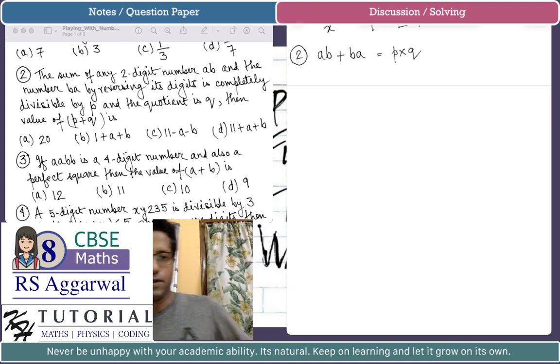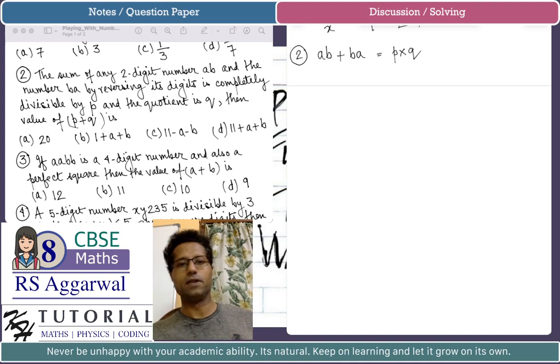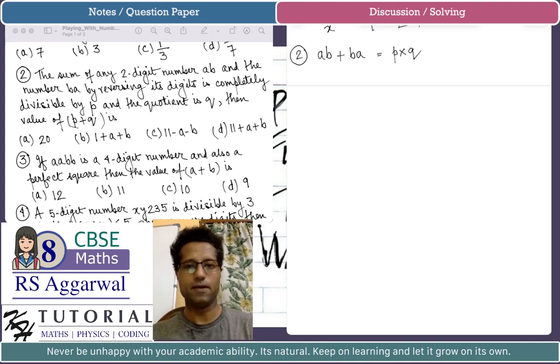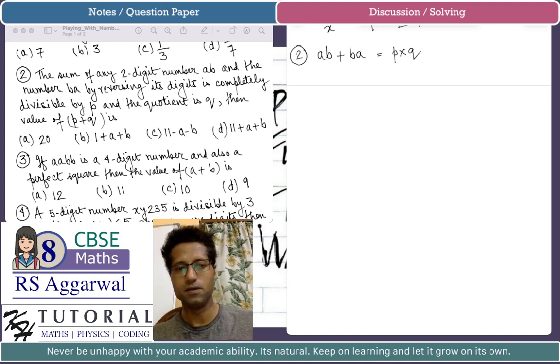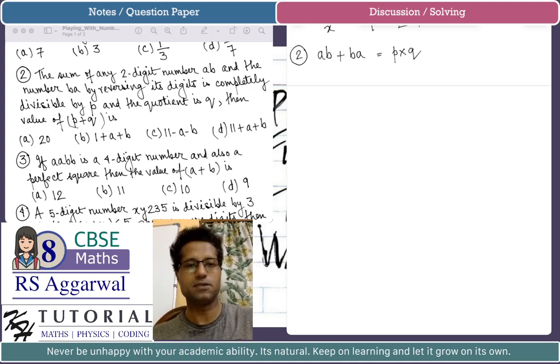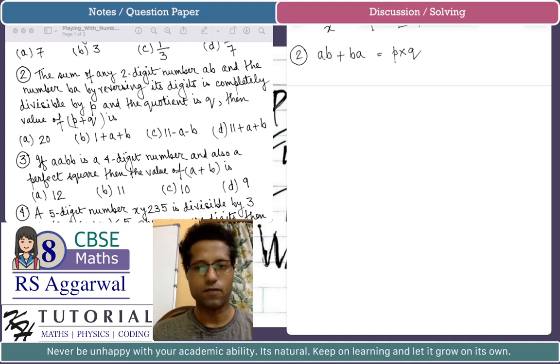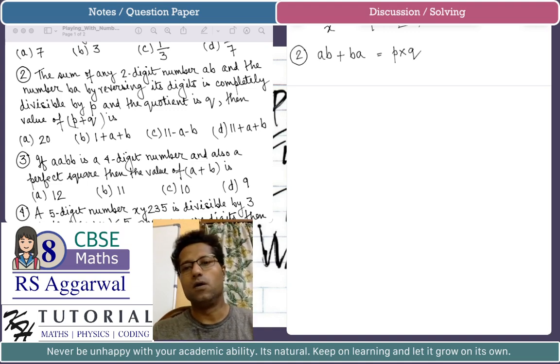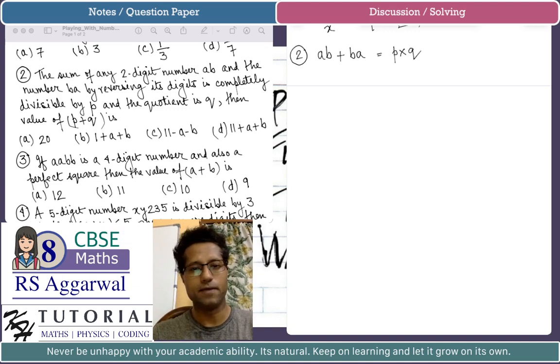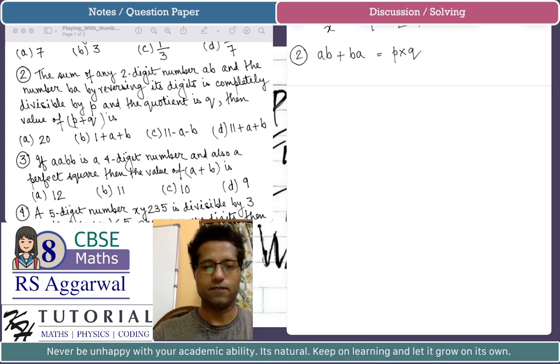So when it is saying that the sum of any two-digit number AB and the number BA by reversing its digits is completely divisible by P and the quotient is Q, it means that the number is basically equal to P into Q. Now we have to find P and Q, and from P and Q we have to find the value of P plus Q. The choices are given in terms of A and B, except one where it is a constant value 20.